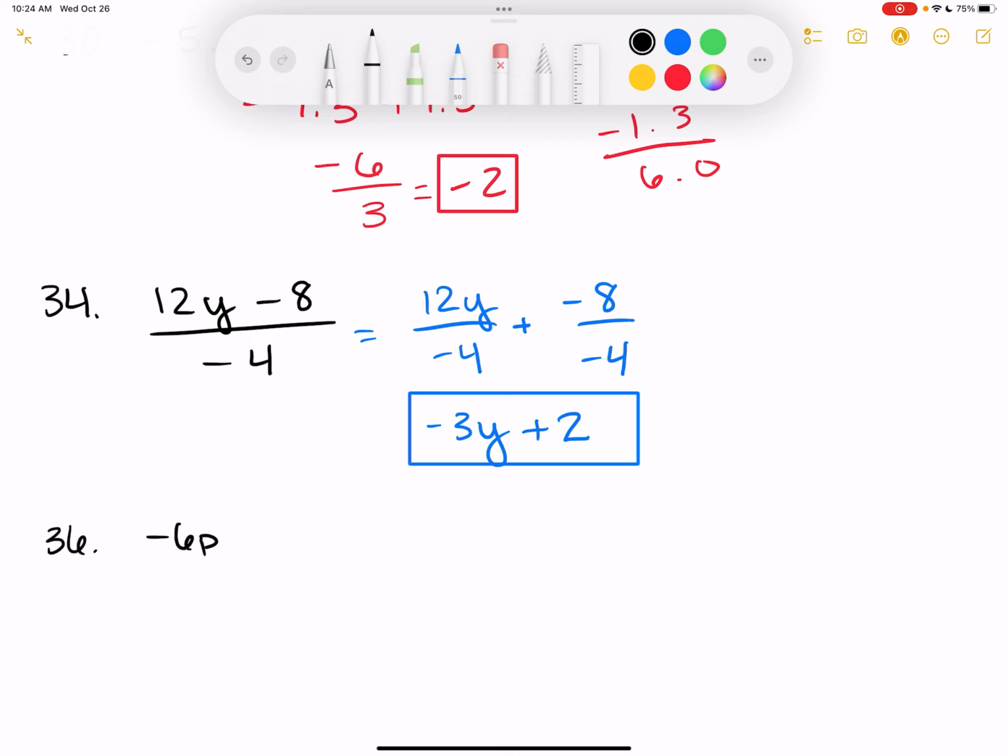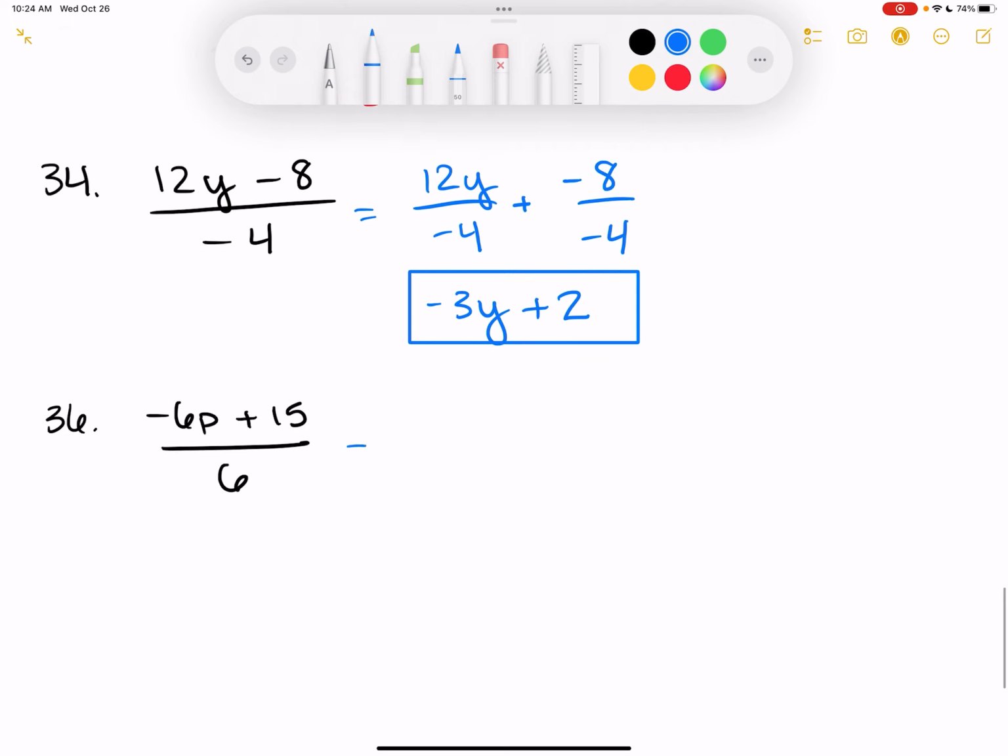Let's see, 36. Negative 6p plus 15 over 6. So I can rewrite this as two separate things. I'll have negative 6p over 6 plus 15 over 6. So what does this first piece become? Just p. Yep, and the negative sign. So negative p plus, what is 15 over 6 reduced to?